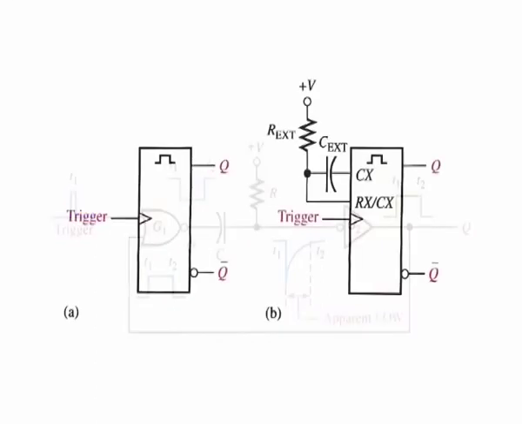A typical one-shot logic symbol is shown in part A of the figure, and the same symbol with an external R and C is shown in part B.